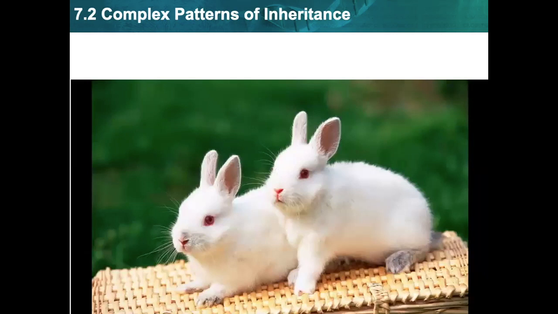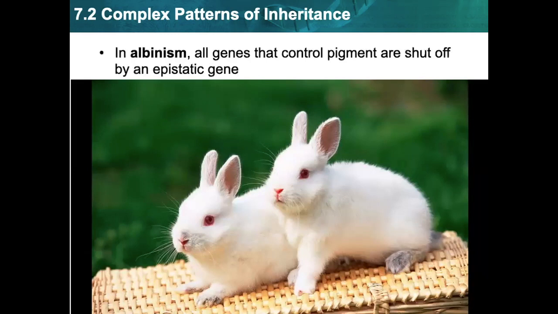Rabbits, it's very common in rabbits to be albino. So in albinism, all the genes that control pigment are shut off by an epistatic gene. So for some animals like rabbits, it's very common to be albino. Others, it's very rare. Like an albino tiger is incredibly rare. But others, you can get a bunny like this very easily. They're very common.